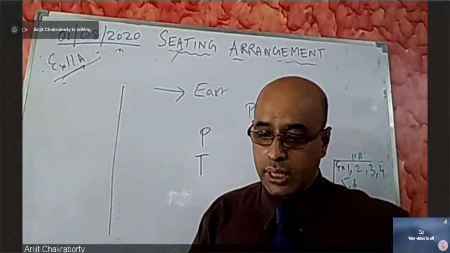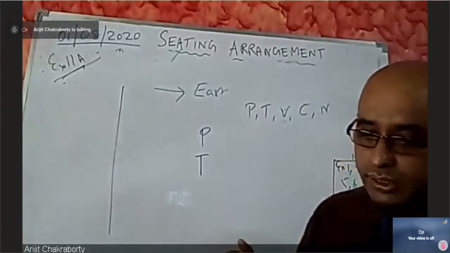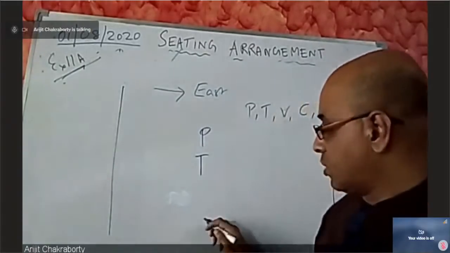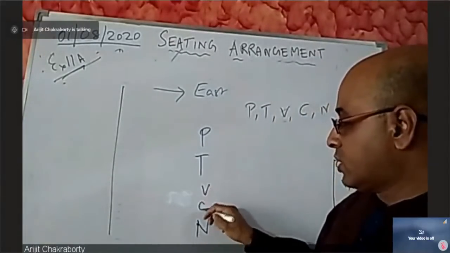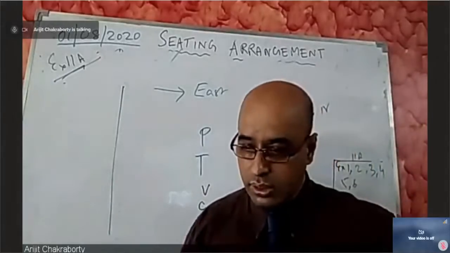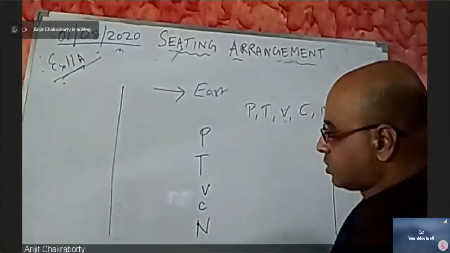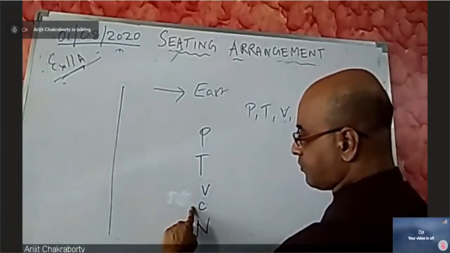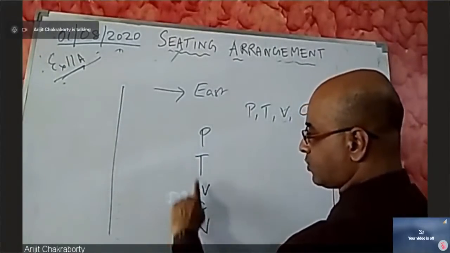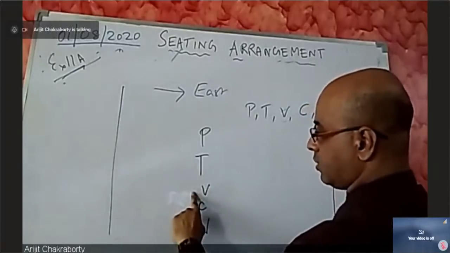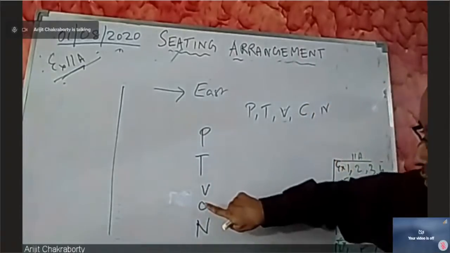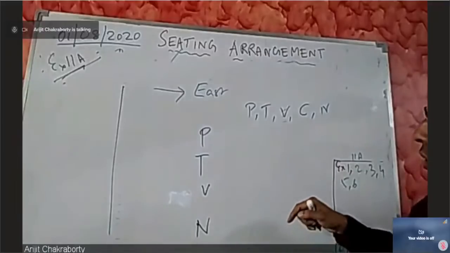Vipin and Chavan are to the left of Nakul. So if Nakul is standing here, Vipin and Chavan are to his left. Chavan is between Tavan and Vipin. So Chavan is between Tavan and Vipin. Okay, so we have to rub this part.